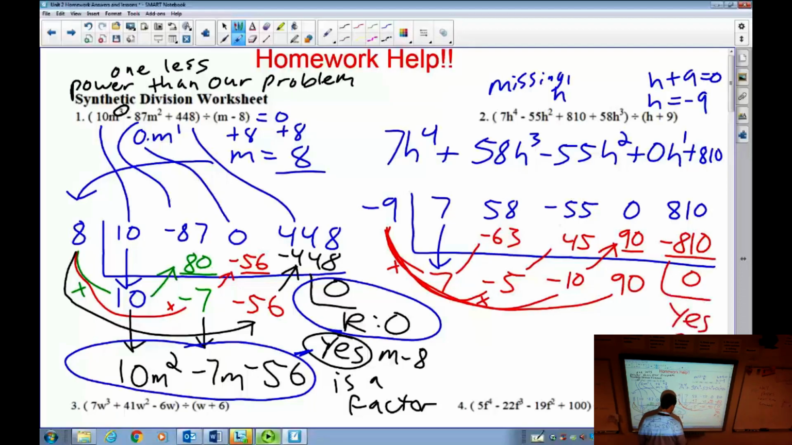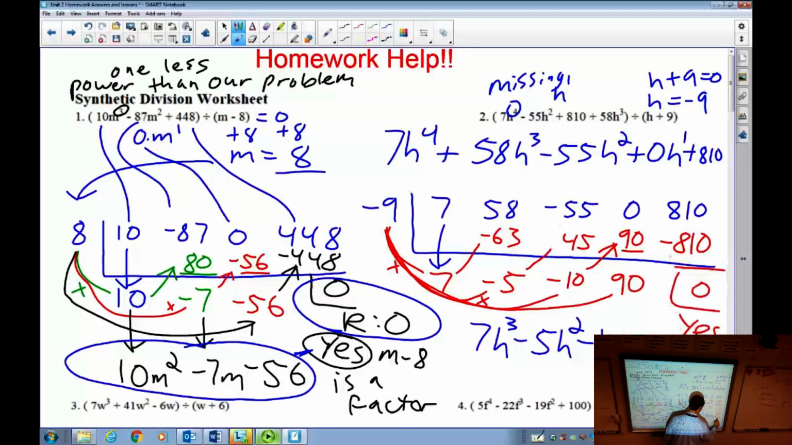And then our answer to number 2 is, bring down the 7. So we have 7x to the not 4th power, but the 3rd power, right? I guess we're using h's, aren't we? So 7h to the 1 power less than we started. So 7h to the 3rd power minus 5h squared minus 10h plus 90. And then remainder is 0. Nice. So there's your answer for number 2.